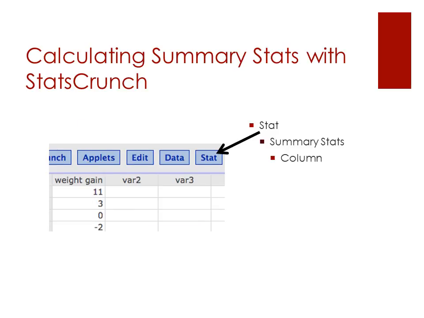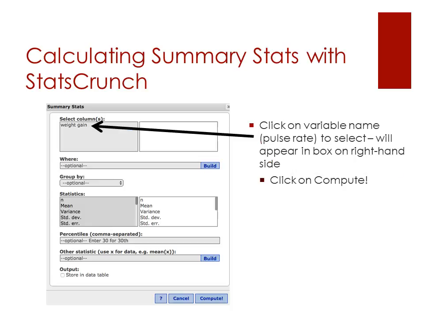All right, next, you're going to click on the button that says Stats. Once you click on Stats, that's going to open up a drop-down set of options, and you're going to pick Summary Stats, and then from that, you're going to select the option of Column. Once you have those, you get a dialog box that looks like this.